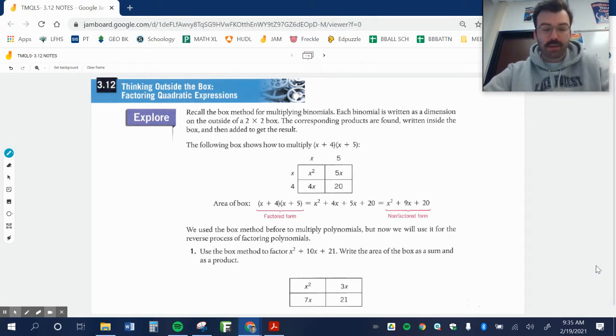What we're looking to do here, I'm going to explain it differently than you might have seen it in the past. We're going to talk a lot about this box method that we've used in the past. If you remember from first semester, we did something like this in number one, our explore. The following box shows how to multiply x plus 4 times x plus 5, and the area of the box is equal to the non-factored form.